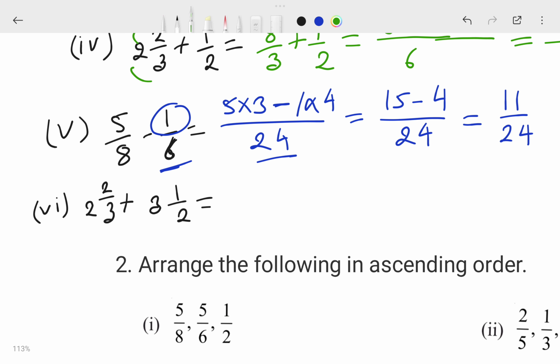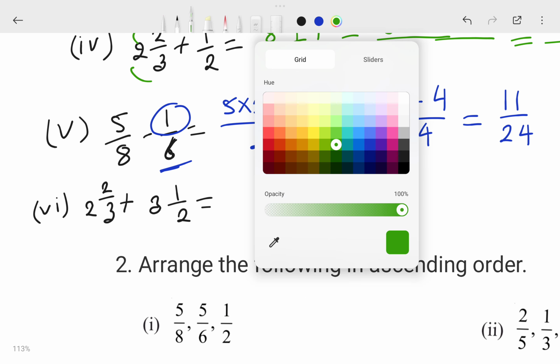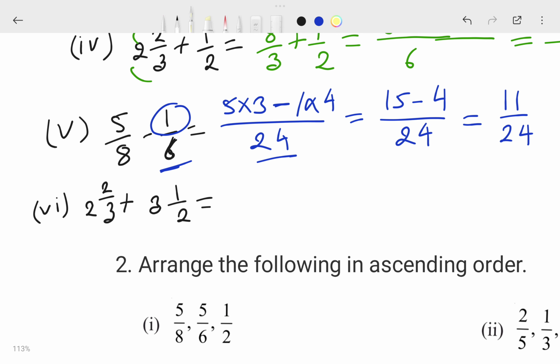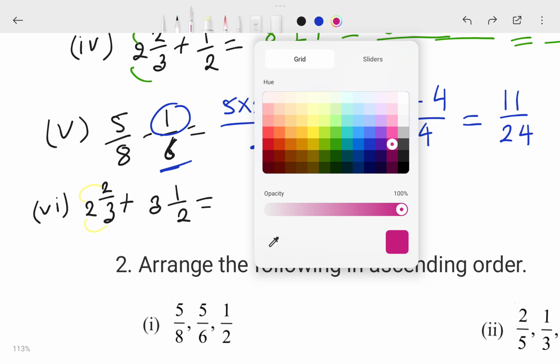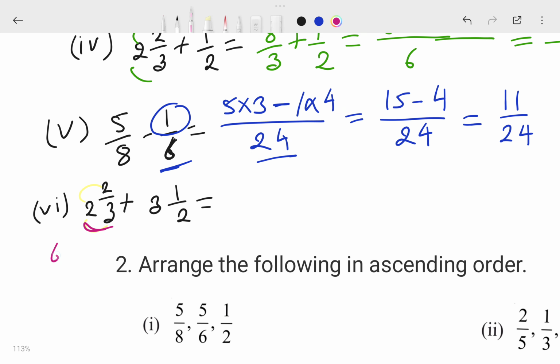I already told you what we have to do here. I will take this one. Here we have to multiply: 2 into 3 is 6, 6 plus 2 is 8. Then after that we will add, so 6 plus 2 is going to be 8 by 3.